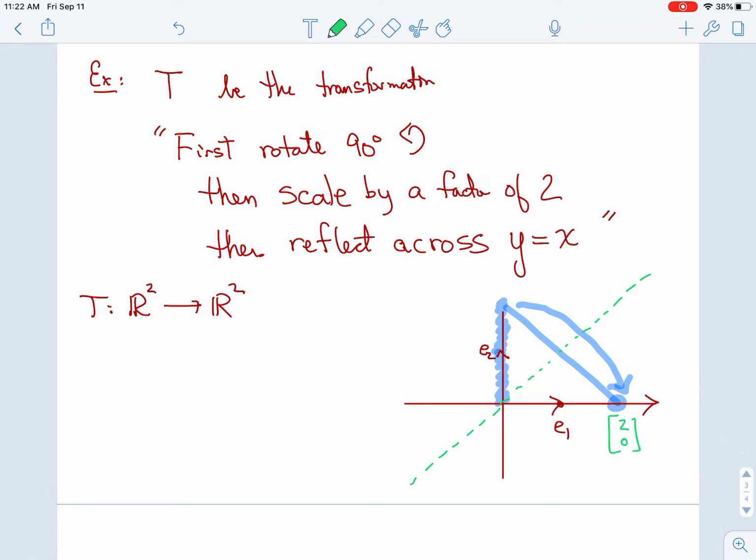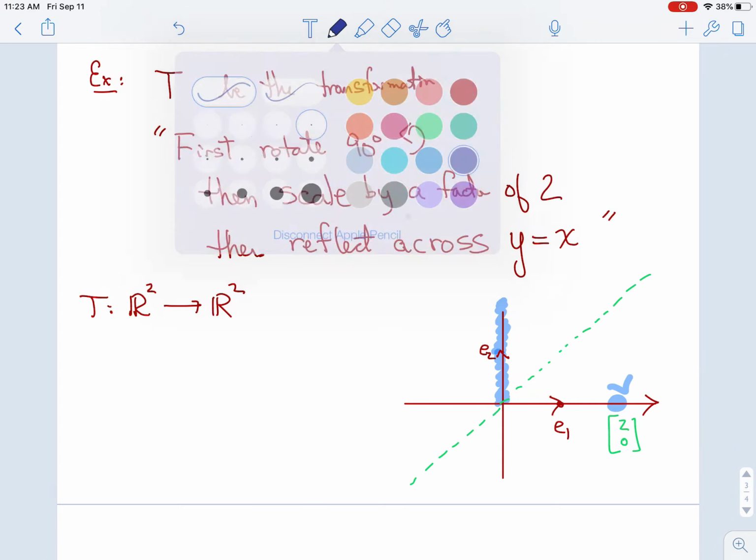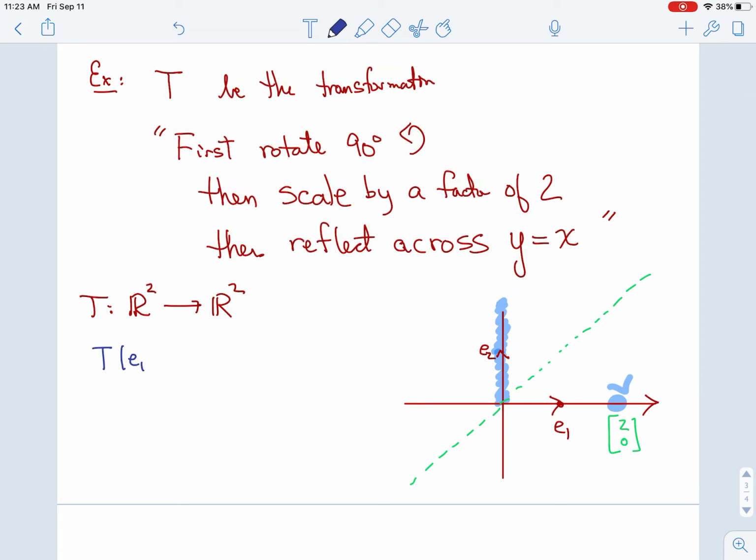And what are the coordinates at that point? It's 2, 0. Right? Again, you may need to pause the video and just really work this out for yourself to kind of see that that's where it goes. But we've just seen that T of E1 happens to go to 2, 0.